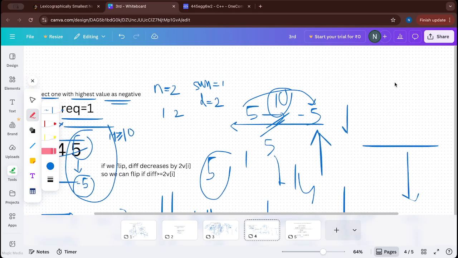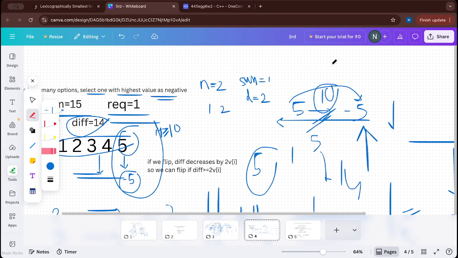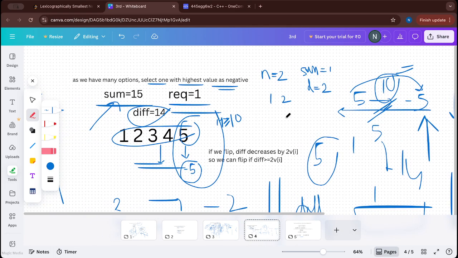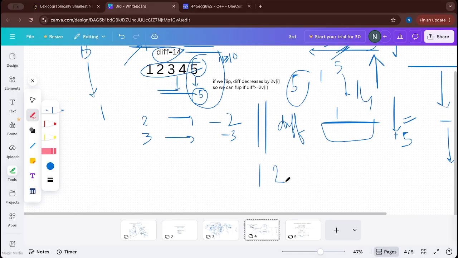So if we are flipping from 5 to minus 5, then what is the difference we can get? The difference we can get is 10. The required difference is 14, and the difference because of flipping 5 is 10. So we can happily flip it, right? So it will be minus 5, because the difference is more. And then we'll come to the one before. So we have 1 2 3 4, and then we already got minus 5.